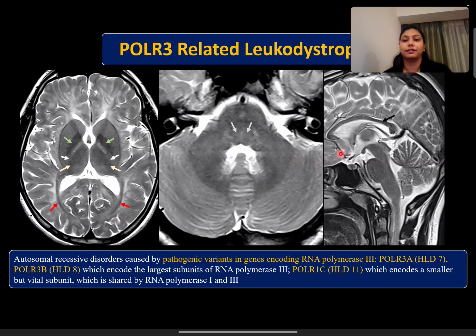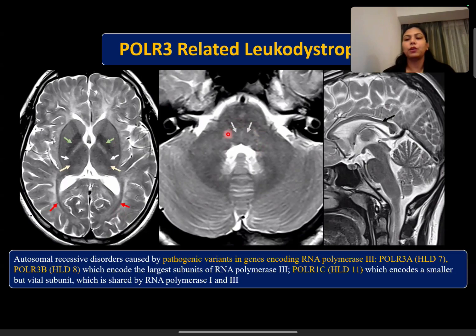However, these clinical features may not always be present, and the MR features also may not always be present, but when they are present, then we can be more specific for the diagnosis. So in this case, apart from diffuse hypomyelination, there is sparing of the optic radiation, pyramidal tract of the internal posterior limb of internal capsule, and medial lemniscus.